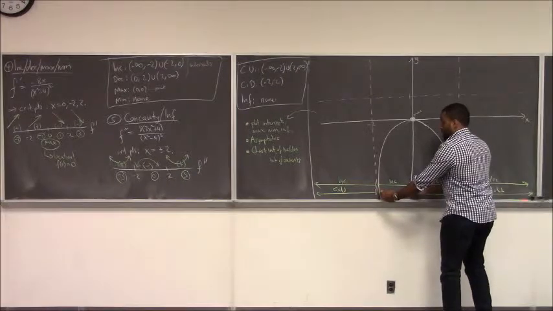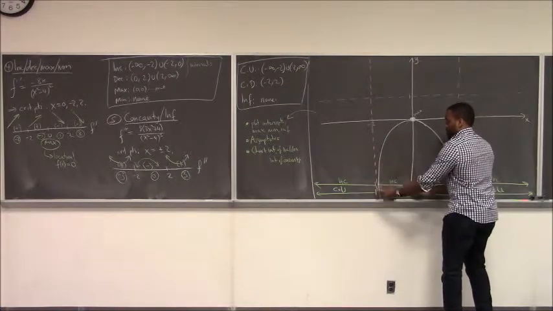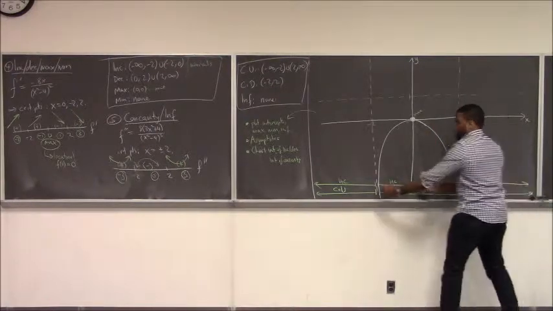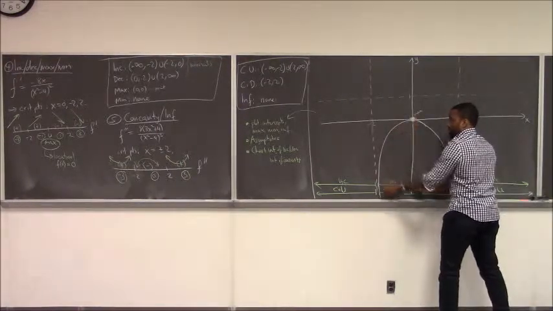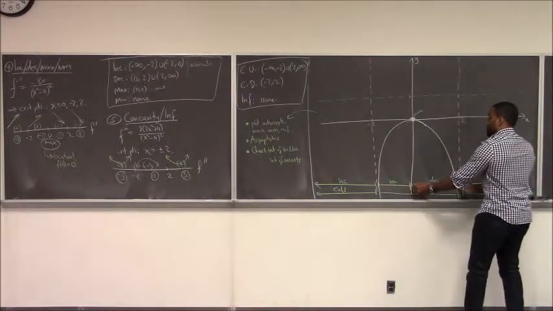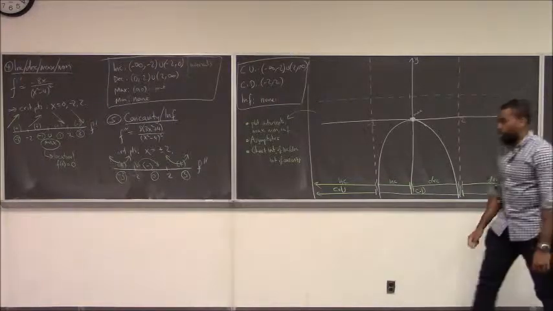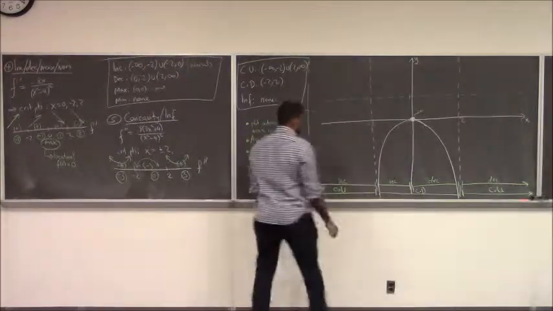Over here, it's concave down and increasing. Over here, it's concave down and decreasing. So it's moving up as you go from left to right with a frowny face shape. Now it's moving down as you go from left to right with a frowny face shape. Okay? So that's what the picture looks like over there.